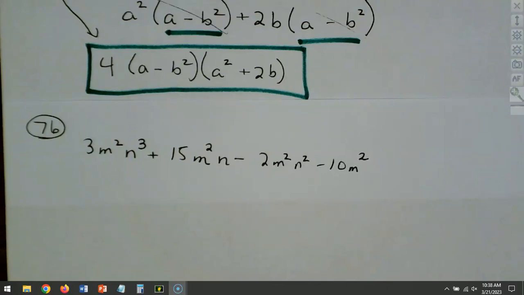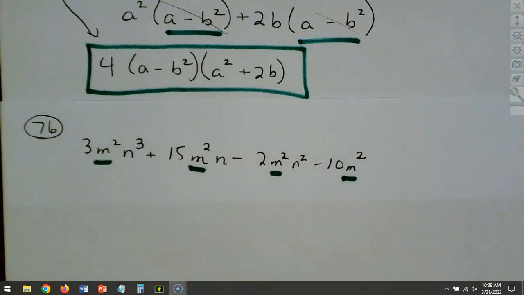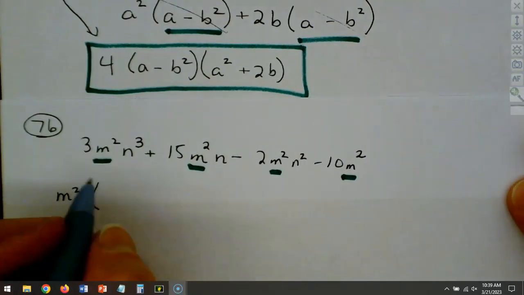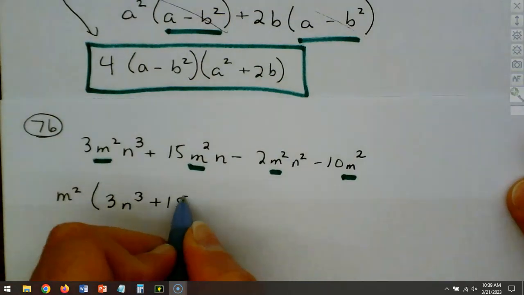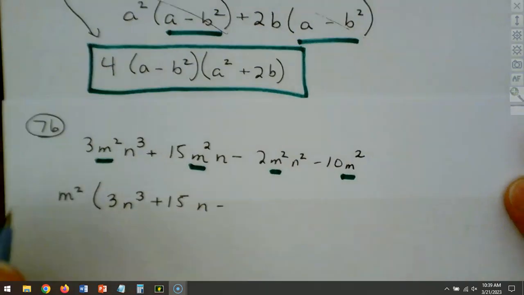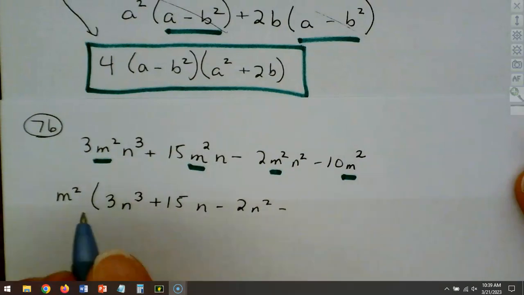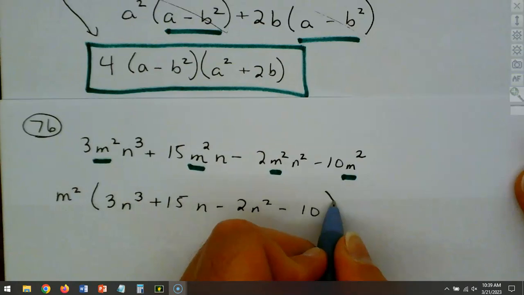Let's look now at the variables. All of these have the same variable in common, and all of them have an m squared in common. So let's factor out that m squared. That's going to come out in front as an m squared. And that's going to leave me with 3n cubed plus 15n minus 2n squared minus 10 by itself, right? Because that m squared came out.